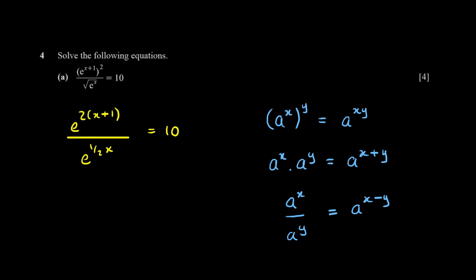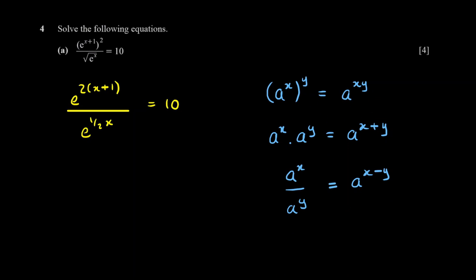And then I can use the third rule here, right? Because we've got the division. And so that means that we can subtract our powers. So I'm going to get e to the power of 2x plus 1, which is the same as 2x plus 2, minus a half x. And that's going to be equal to 10.